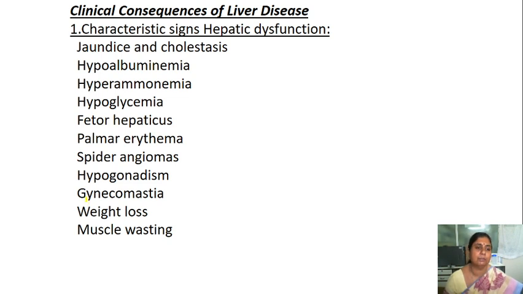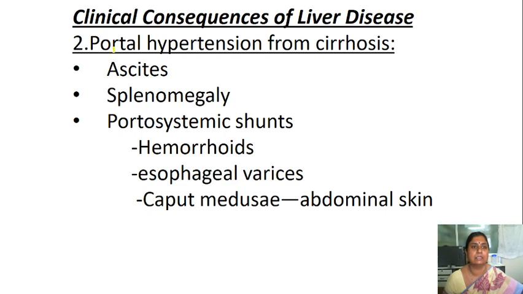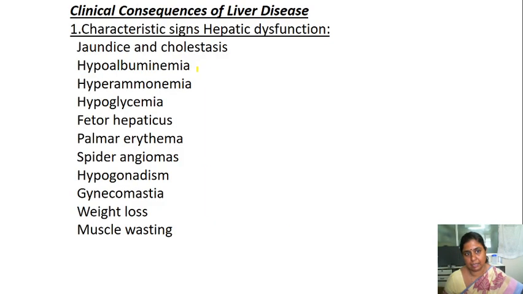Where is this estrogen coming from? The androgens which are in the circulation get converted to estrogens. Okay, that is where you get this hyperestrogenism. And then we also have weight loss and muscle wasting in these cases, and that is the hepatic dysfunction.